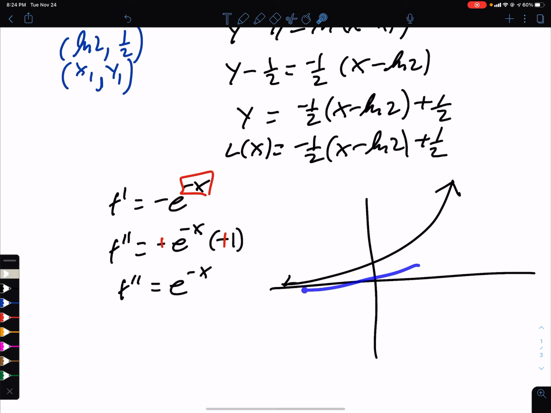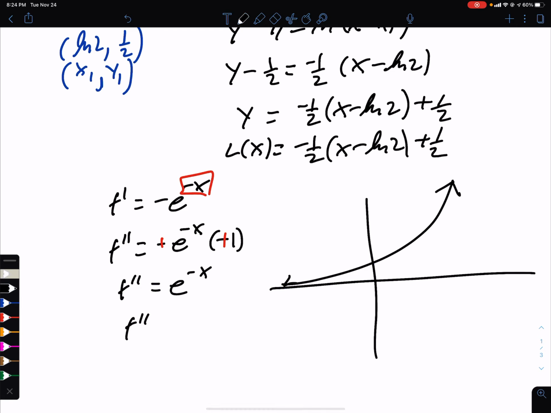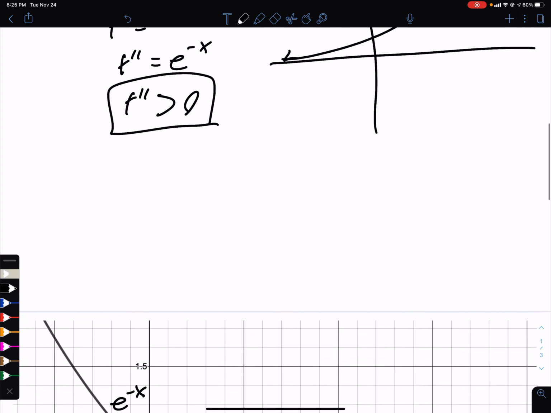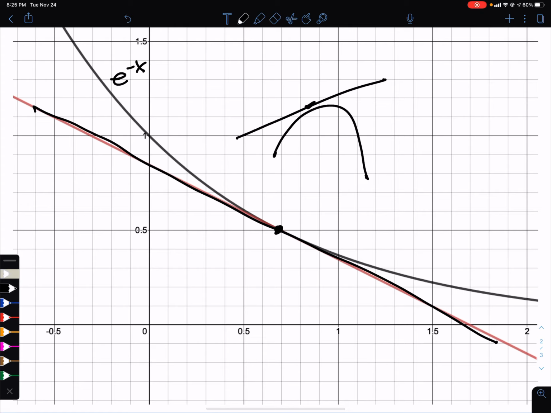Now, knowing the graph of e to the x, which you should all know, it's never negative. It's always above the x-axis. So no matter what you put for x, that's always going to be positive. And since the second derivative is positive always, that means you're going to have an under approximation. So that's what you have to know. If the second derivative is positive, you're going to be under. If the second derivative is negative, meaning concave down, your tangent line approximation is going to be over.